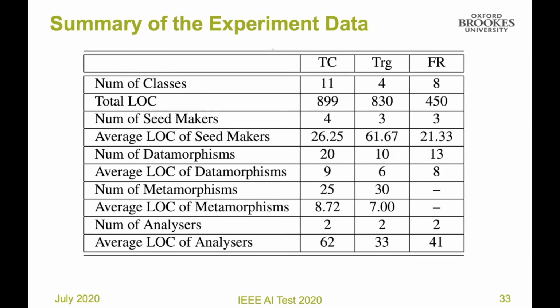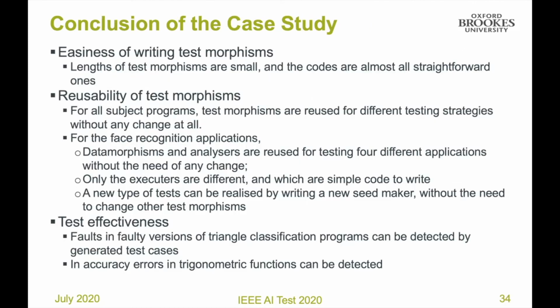Here is a summary of the experiment data, which shows the size of the test specifications, and for each type of test morphism, the complexities, and so on. From the data, we can draw the following conclusions in the case study. First of all, writing test morphisms is very easy. The lengths of test morphisms are very small, as you can see from the data in the previous slides, and the code is almost all very straightforward.